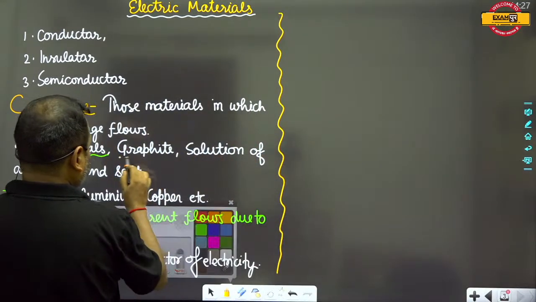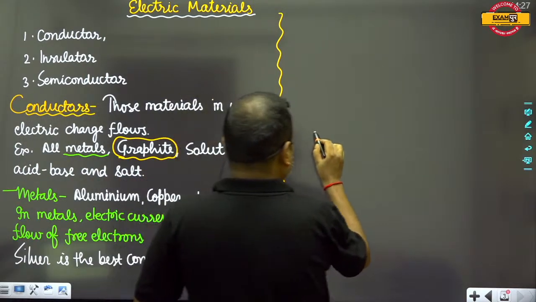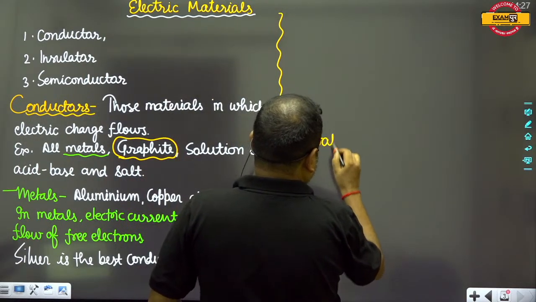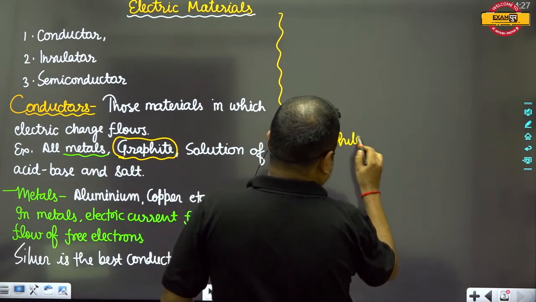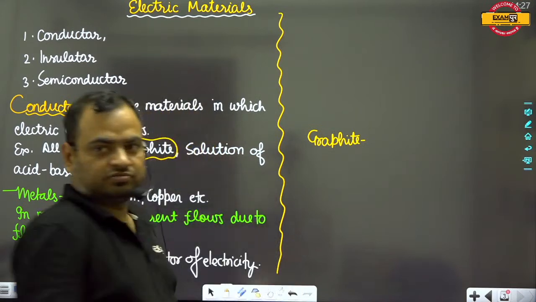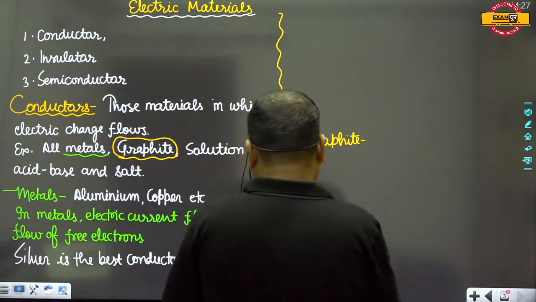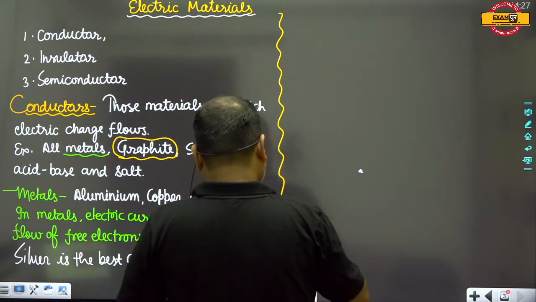When we talk about graphite, in graphite, electric current flows due to the resonating electrons. Now what are the resonating electrons?